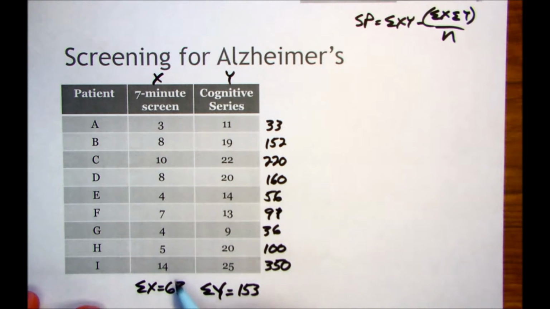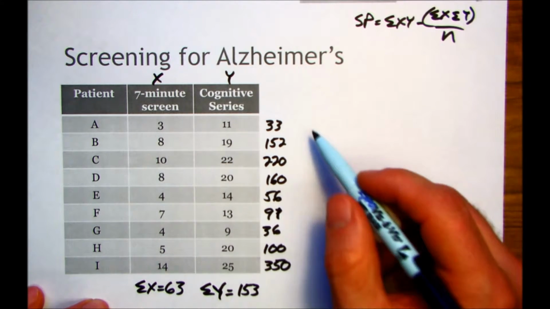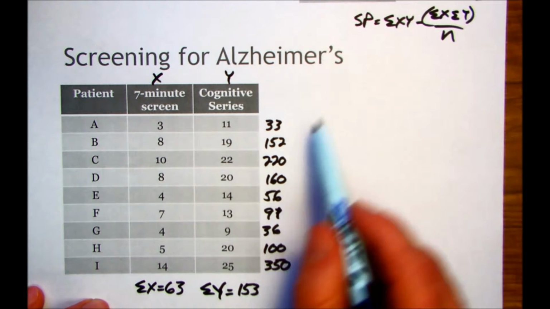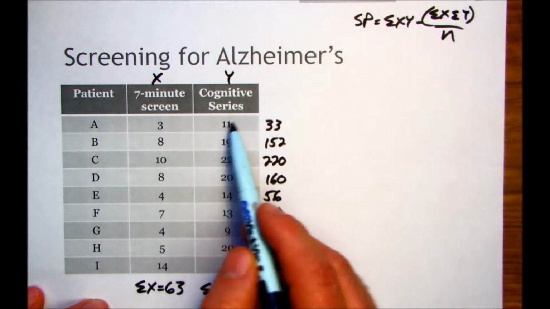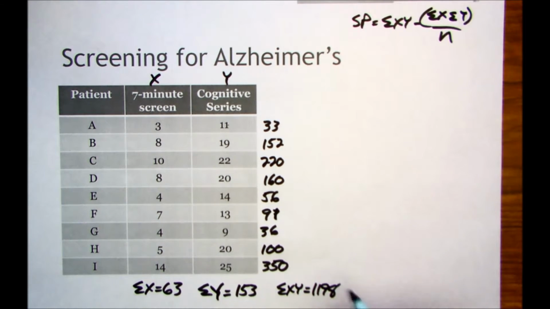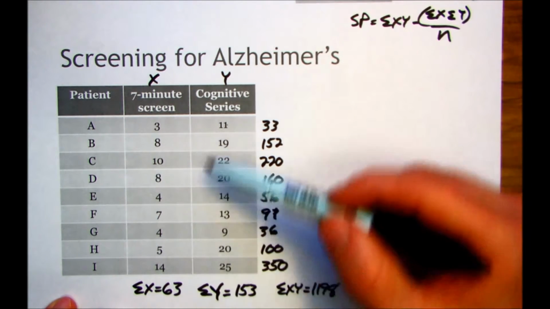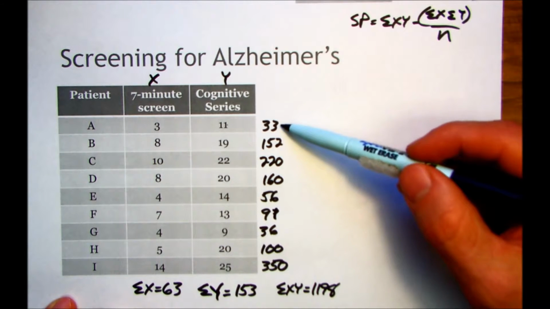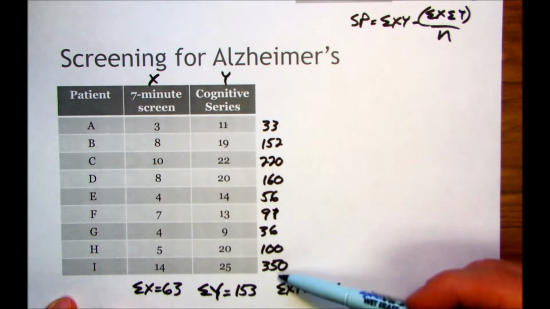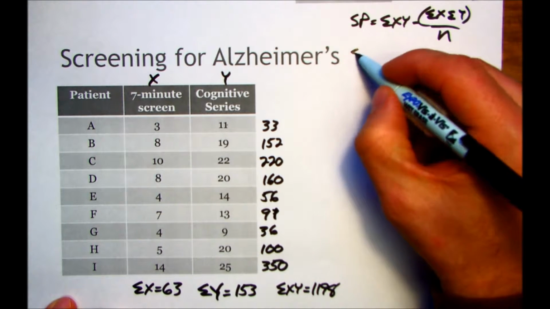Okay? So we've got our sum of the x's, sum of the y's, and then right here, notice this is x times y, and then we want to sum that up. So the sum of x times y equals 1198. Again, to get the sum of x we added those up, the sum of y likewise, and for the sum of x times y we just added up all of those to get that number. So we have what we need to get the sum of products.